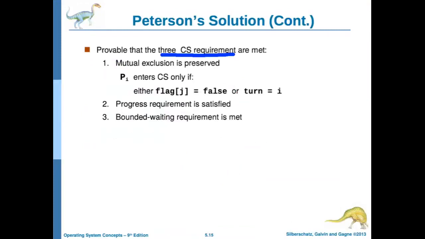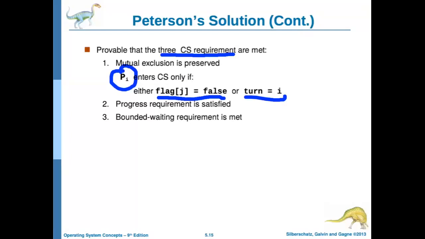So mutual exclusion is preserved because any process Pi will enter the critical section only if flag of j is equal to false, that means that process doesn't wish to enter into the critical section, or it is the turn of this process. No other process will go into the critical section. That means at most one process will be in the critical section, and that is the condition of mutual exclusion.